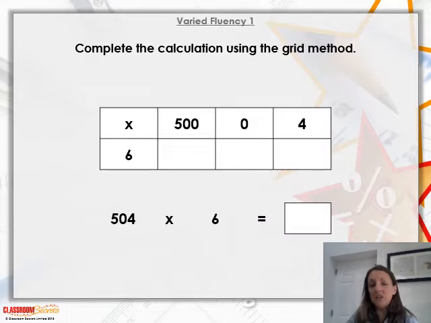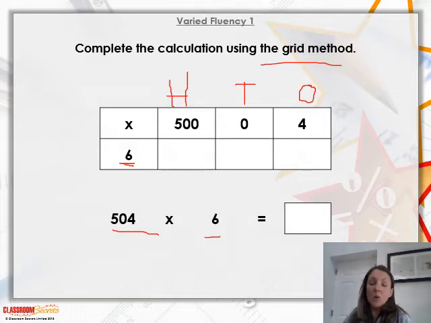Complete the calculation using the grid method. So you're very comfortable with this grid method. Again, just so you're comfortable, here it's your hundreds, your tens and your ones, and it's 504 times 6. Here's the number that you're timesing by, and here is your partitioned number 504. You can pause the video and finish off that multiplication using the grid method, please.